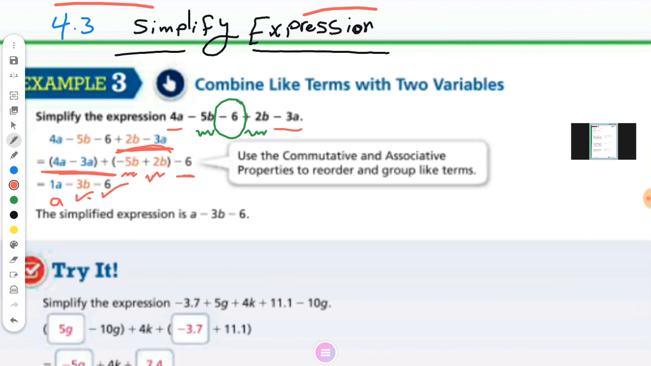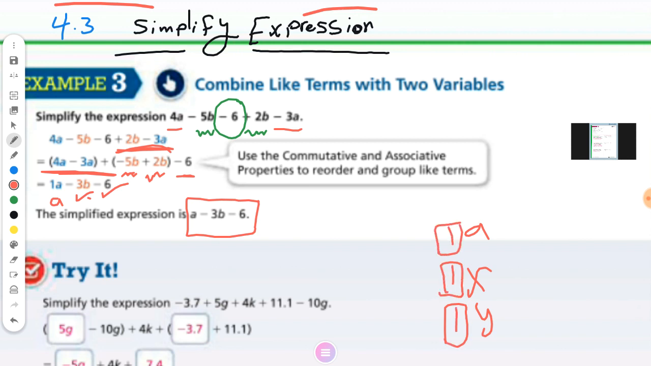I didn't write 1 beside a. As I told you, any variable alone, like a, x, y, always has 1 here, but we don't have to write it. But we know the coefficient is 1. Okay? For the right one, I already solved it. Please solve it and compare your answer with mine, as you see here.